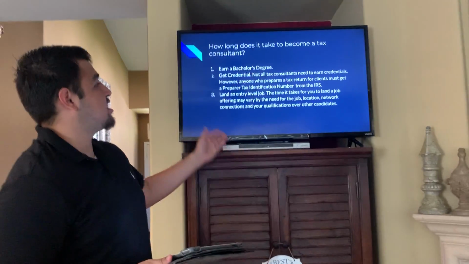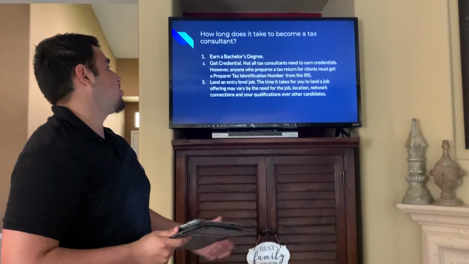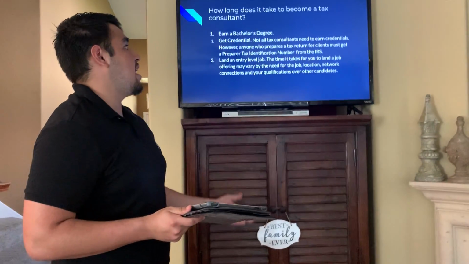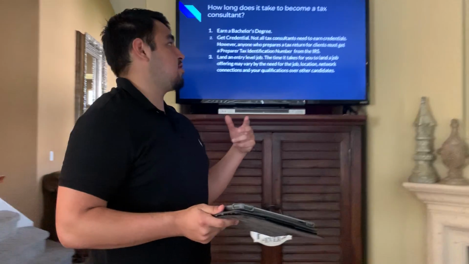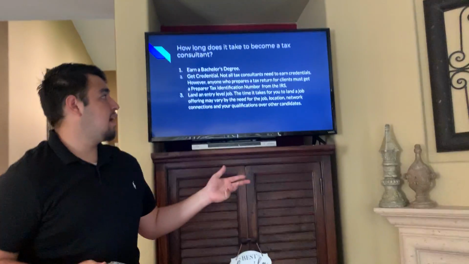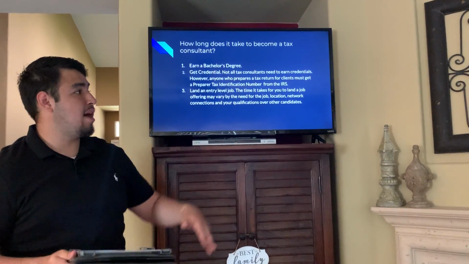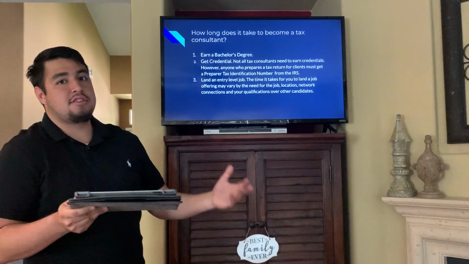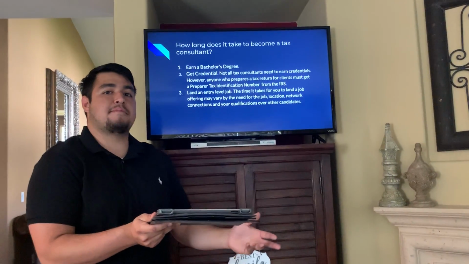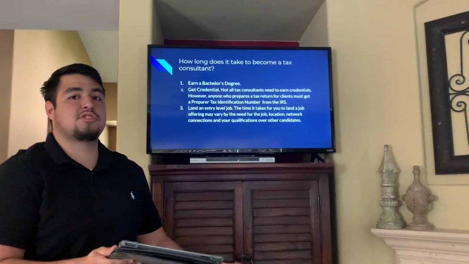Then, land an entry job. The time it takes you to land an entry job offering may vary by the need of the job. So location, networking connections, and your qualifications over other candidates. That's why location's always going to matter, and then what skills you bring to the table that other candidates don't will also help you a lot.